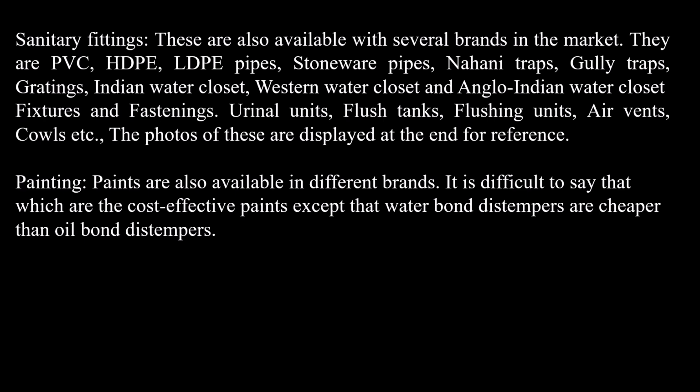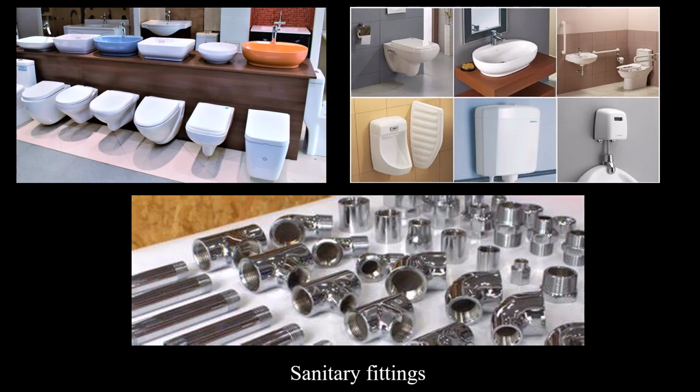Painting. Paints are also available in different brands. It is difficult to say which are the cost-effective paints, except that waterborne distempers are cheaper than oil-borne distemper. Sanitary fittings, you can see elbow, T-joint, end cap, collar, they are available. And you can see the commodes, varieties of commodes which are wall mounting and fixed to the floor, that is on the right top corner, which is shown.